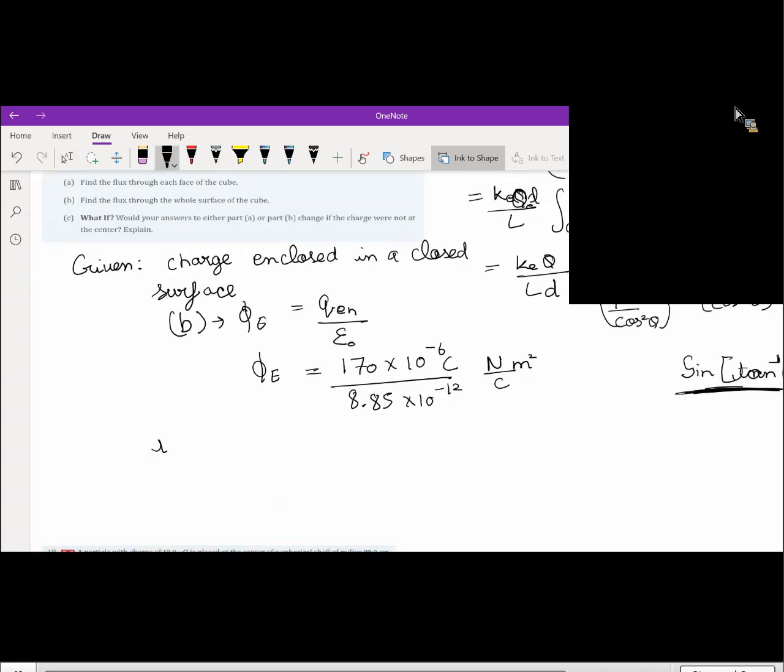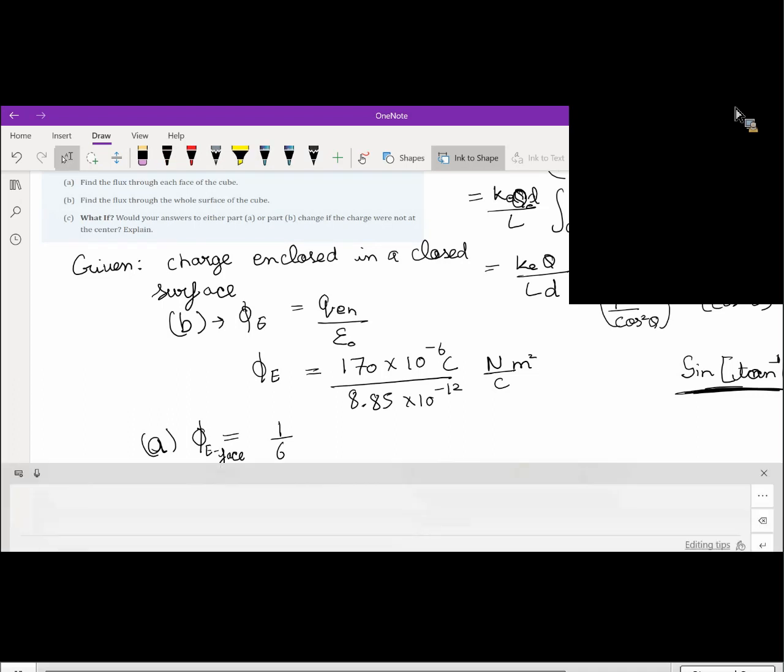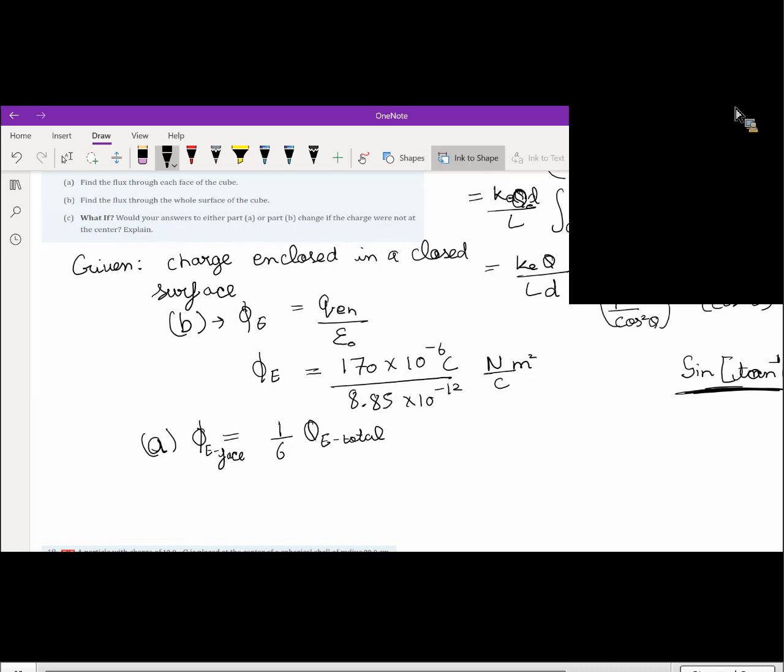For part A, by symmetry, you just need phi E per face. Because there are 6 faces of a cube, by symmetry we get 1 by 6 of phi E total. So this is phi E total. I hope it made sense.